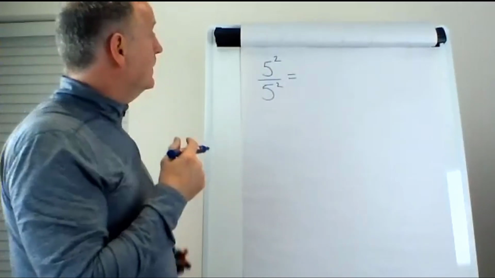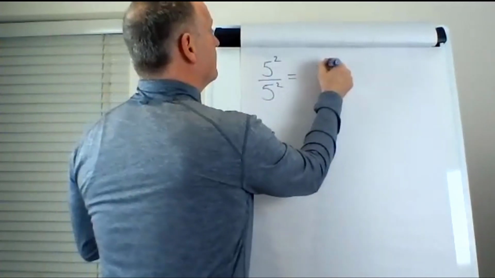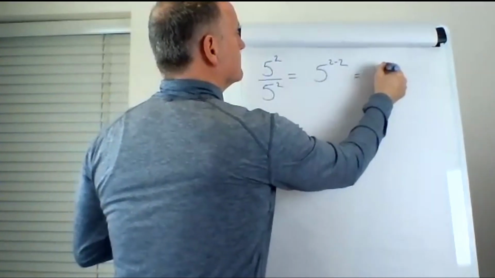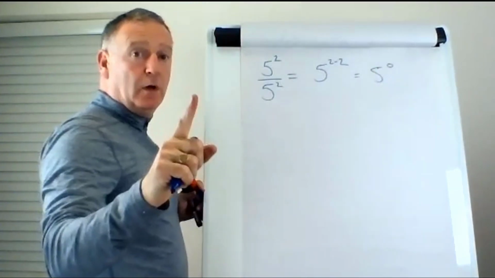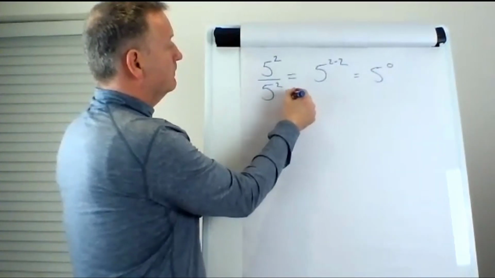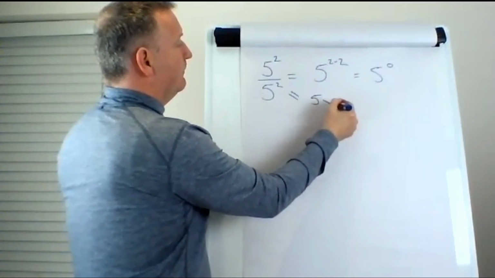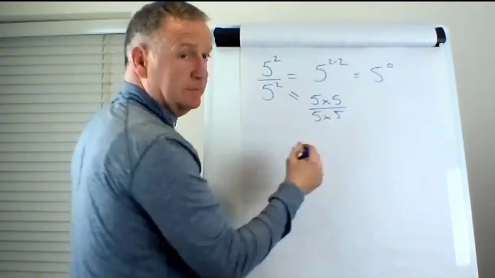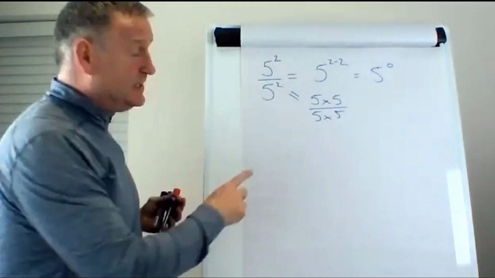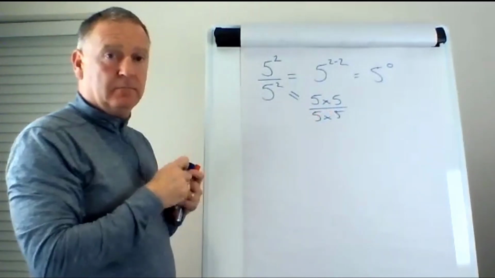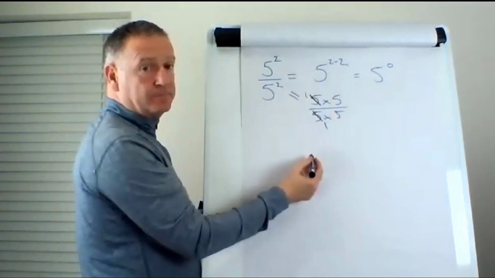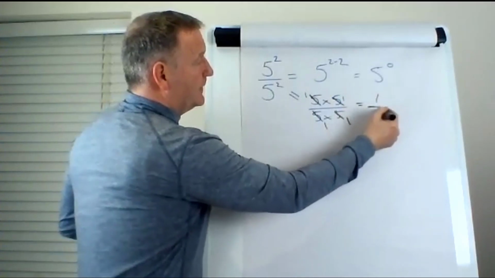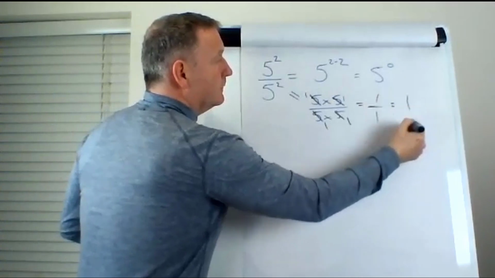It's subtract, I think. And then 0. And it's 1. Yeah, watch. This could also be 5, 5 compared to 5, 5. Can you see any common factors here? 5 and 5, cancel that one down, yes? And 5, cancel that one down. 1 compared to 1 is 1.